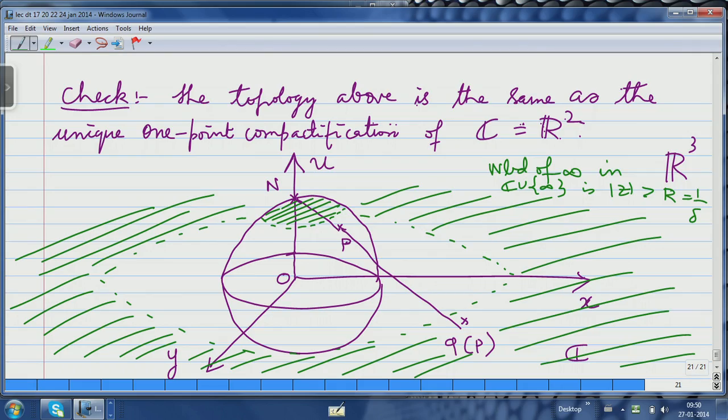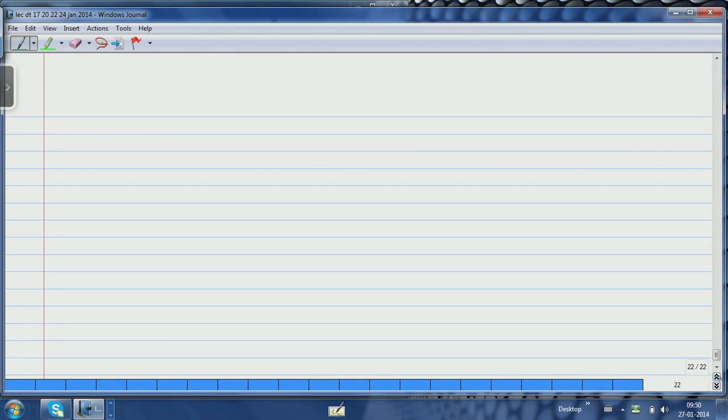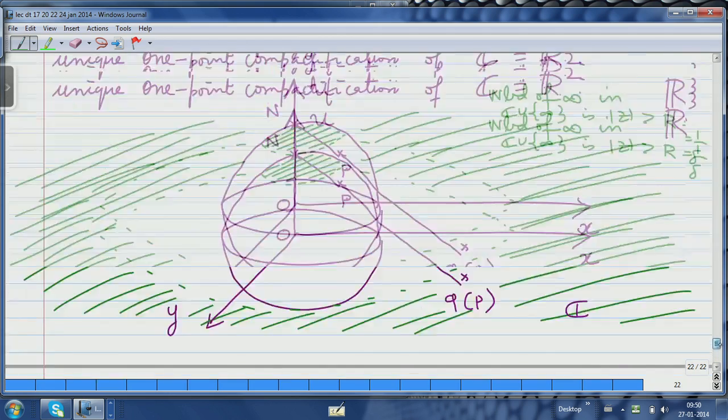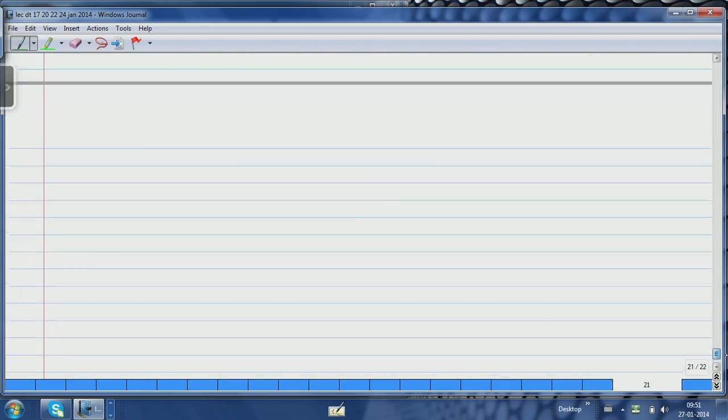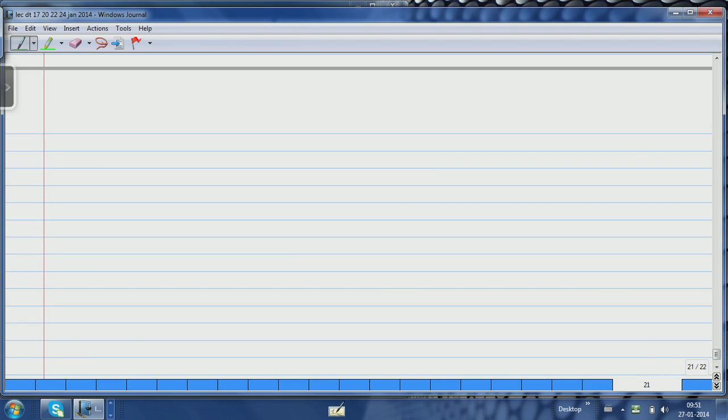Now, given this, we are in a good position to define the limit as z tends to the point at infinity. Let me see whether I have done this. No, I have not done it before. So let me do this.